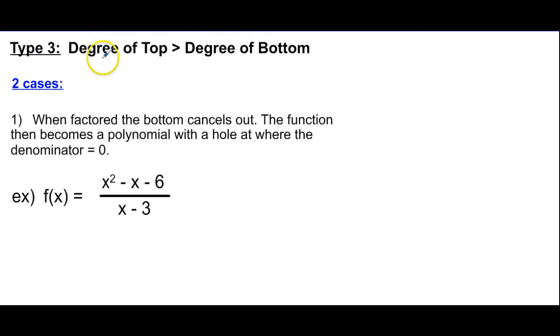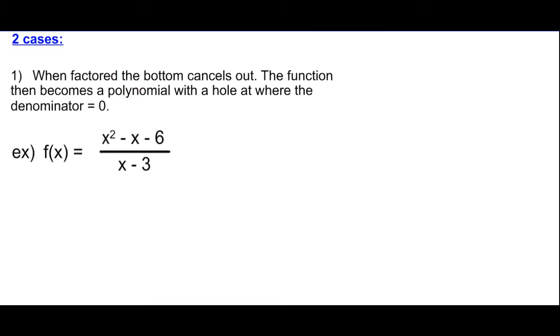Alright? So the last one is probably the most confusing, the hardest one. This is when the degree on top is greater than the degree on the bottom. In this case, 2 is bigger than 1, so it fits this case. The first thing I want you to do is try to factor it out. Try to see if you can cancel stuff out after factoring. If not, we're going to go to the second case.